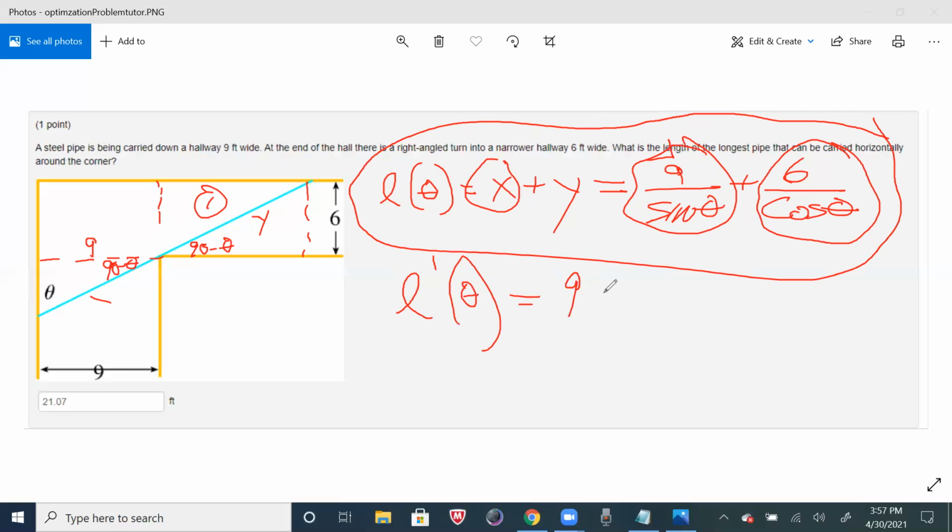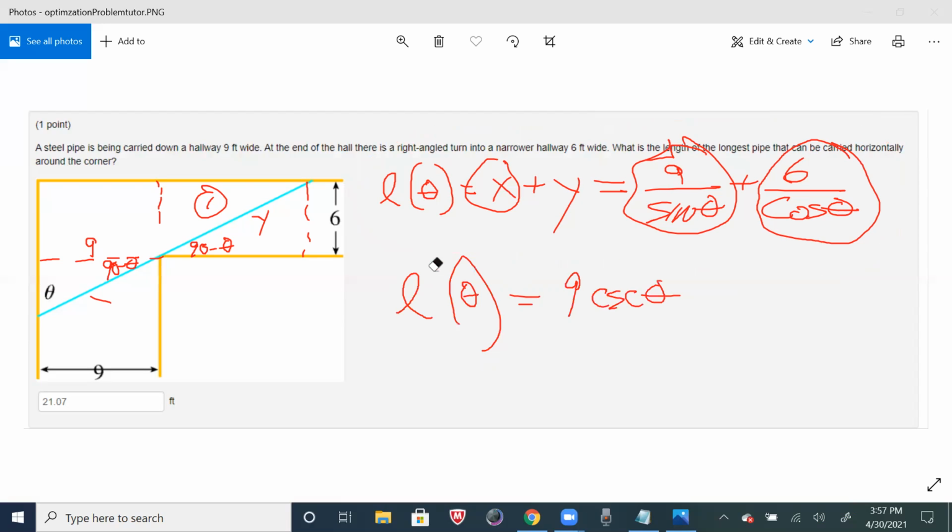nine cosecant theta. First of all, no, not with the prime, without the prime. In other words, I'm trying to write this with these trig functions in the numerator. Okay. And you need that because I don't know how to differentiate trig functions in the denominator. And this one is 6 secant of theta.